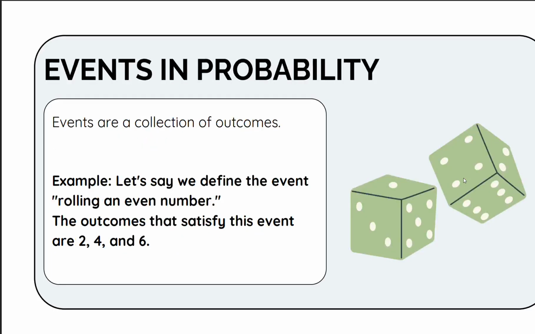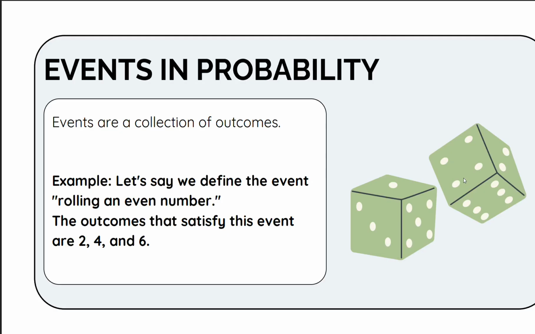Events in probability. Events are a collection of outcomes. For example, let's say we define the event rolling an even number. The outcomes that satisfy this event are 2, 4, 6.